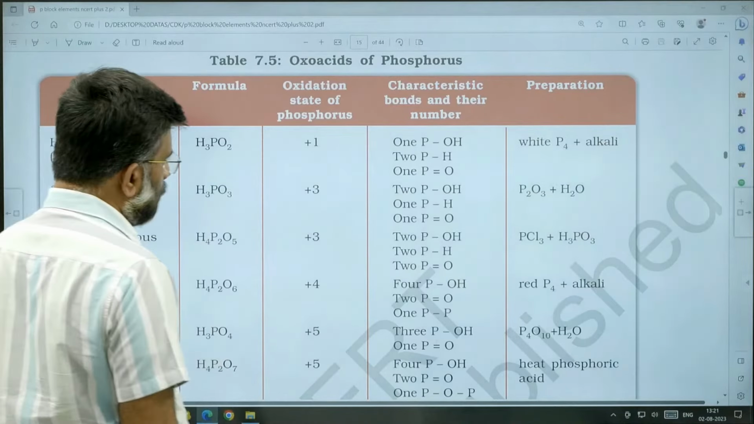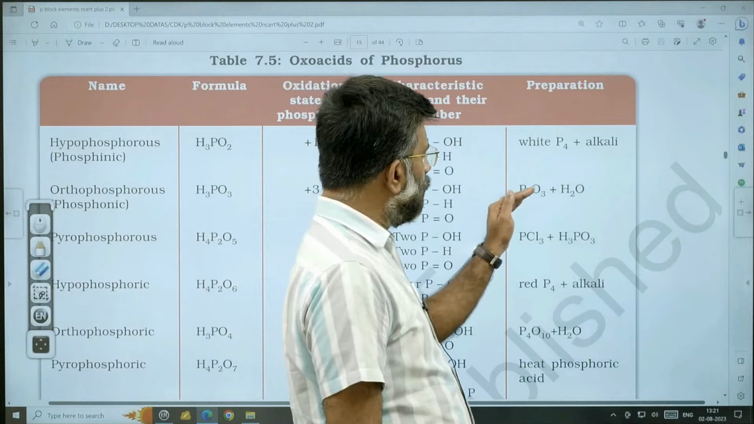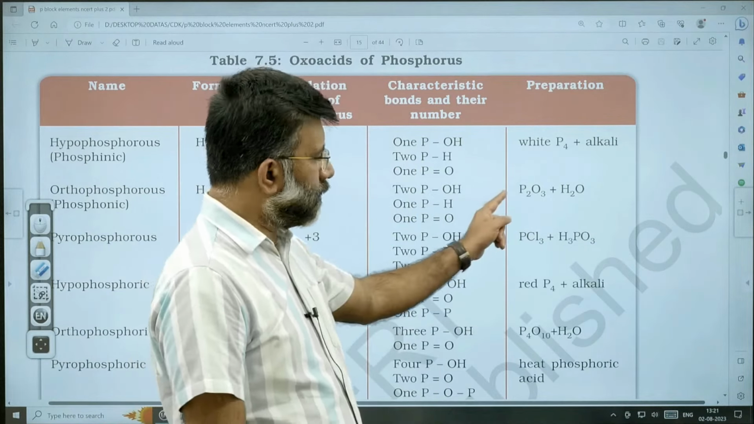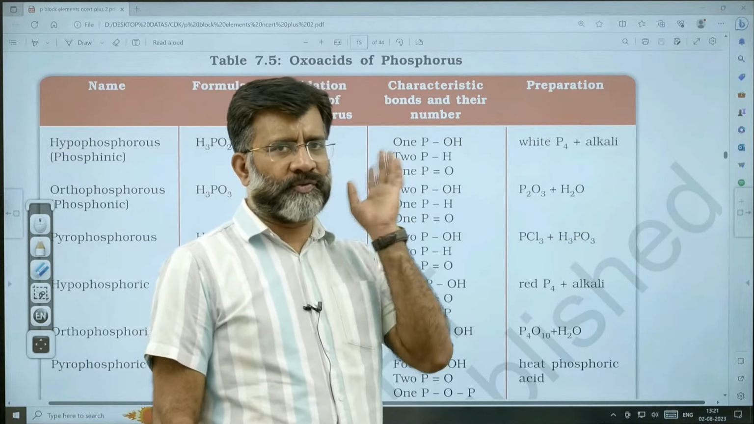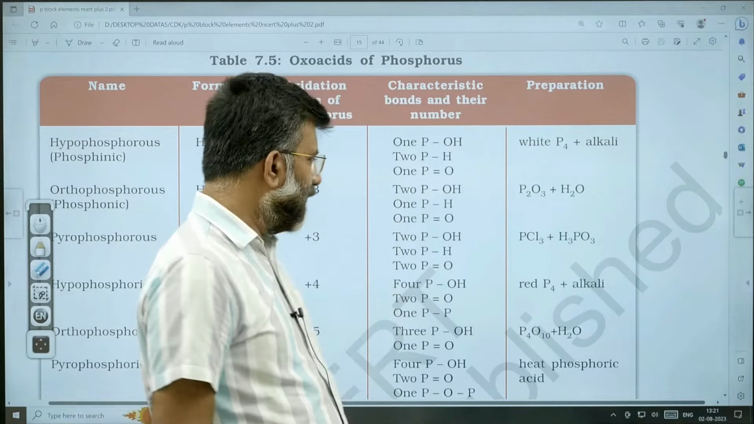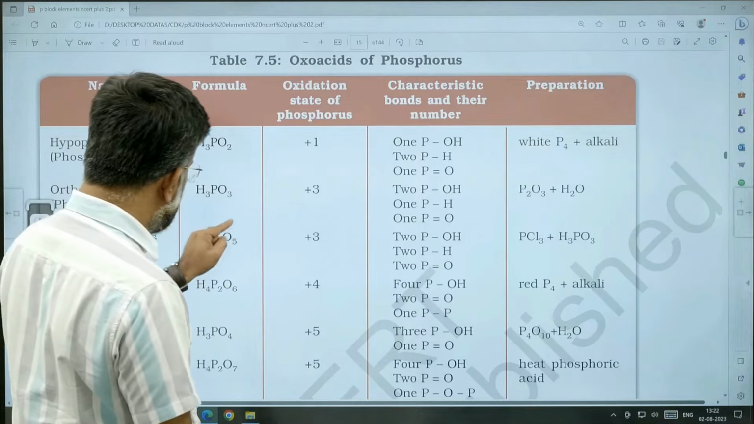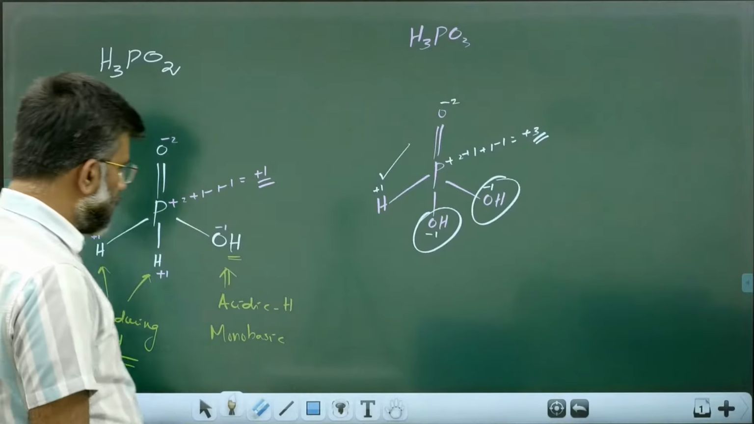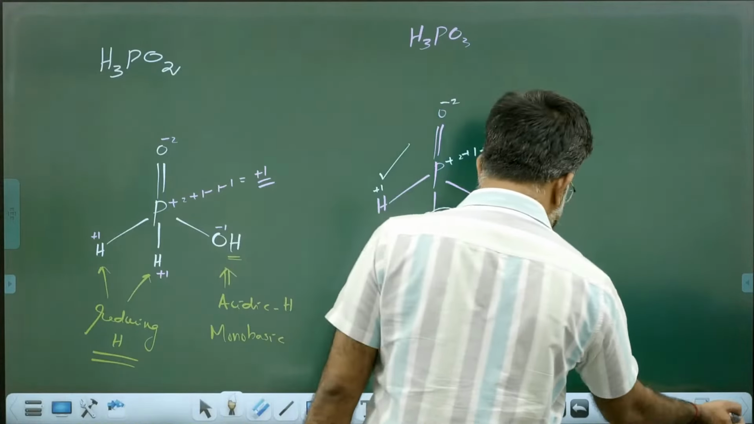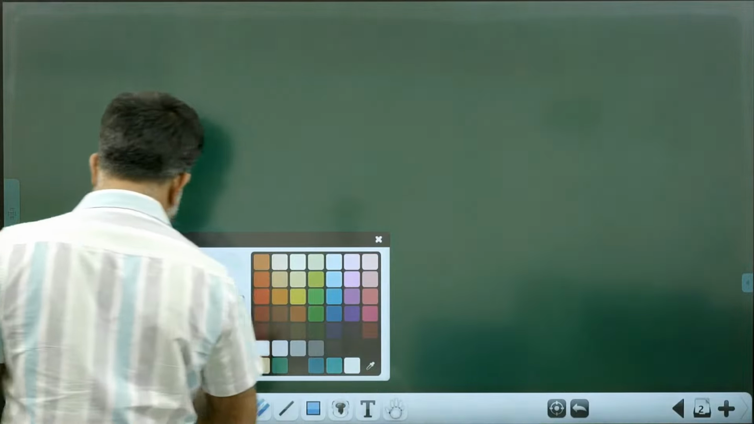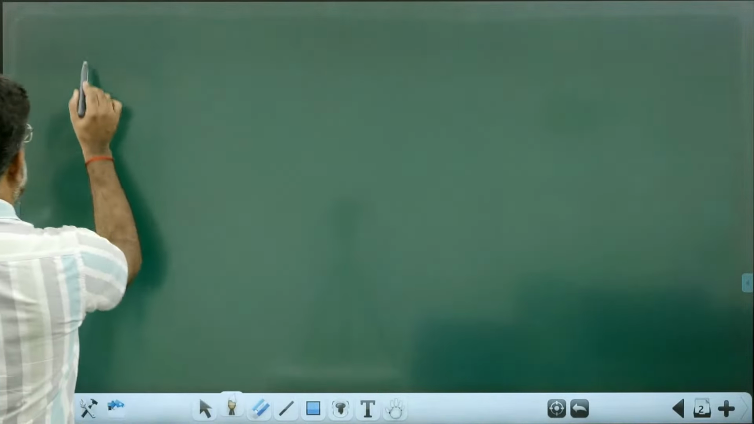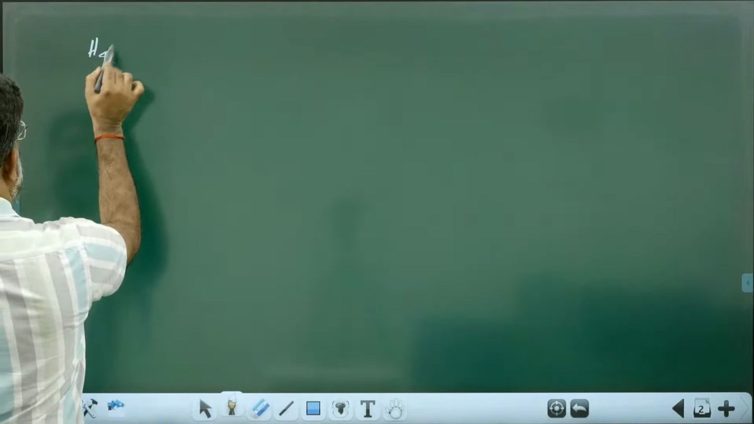And that is obtained by reacting P2O3 with water. P2O3 is the anhydride of phosphorus acid. Okay. Next is pyrophosphorus acid, H4P2O5. How can we get the structure? H4P2O5, pyrophosphorus acid. Very simple.